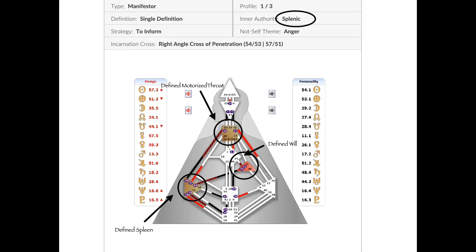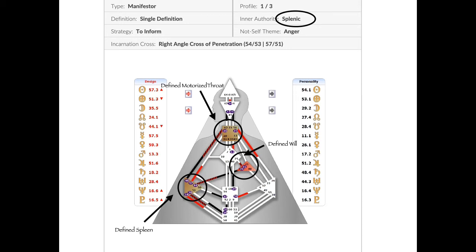Now, a defined will would make people think that he was the type of person that could get the job done, somebody who knew what they were doing, because the energy of the defined will has people believing that this person can get the job done. A defined will can empower people. A defined will is about the resources that we bring in as well.